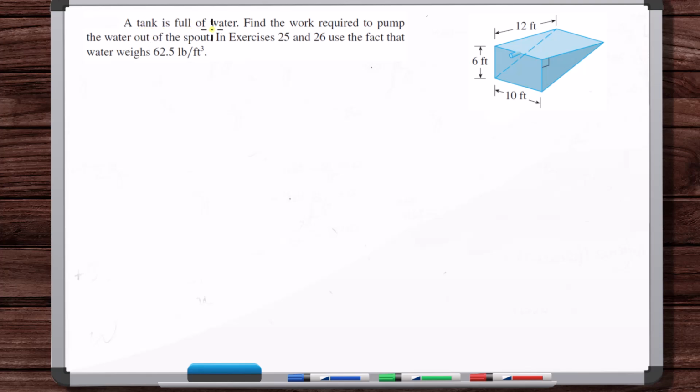A tank is full of water. Find the work required to pump the water out of the spout. And we're going to use the fact that water weighs 62.5 pounds per cubic foot.